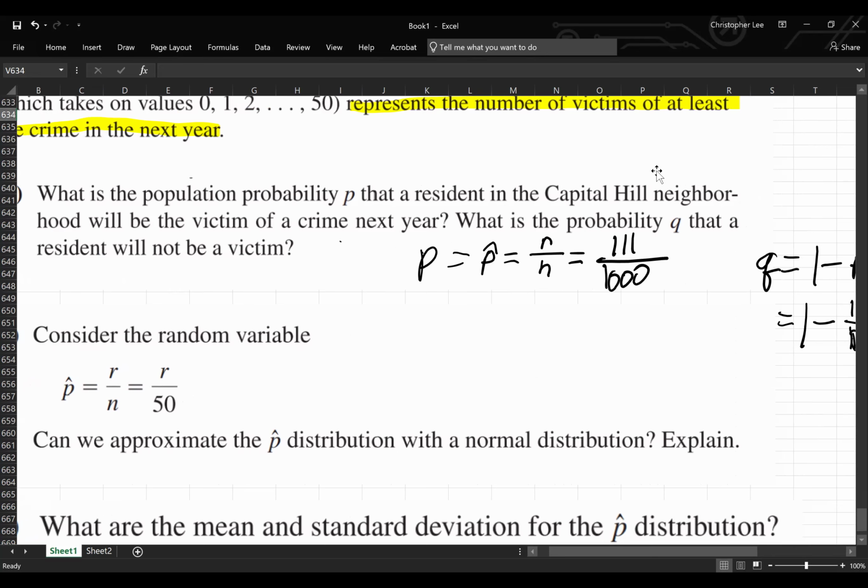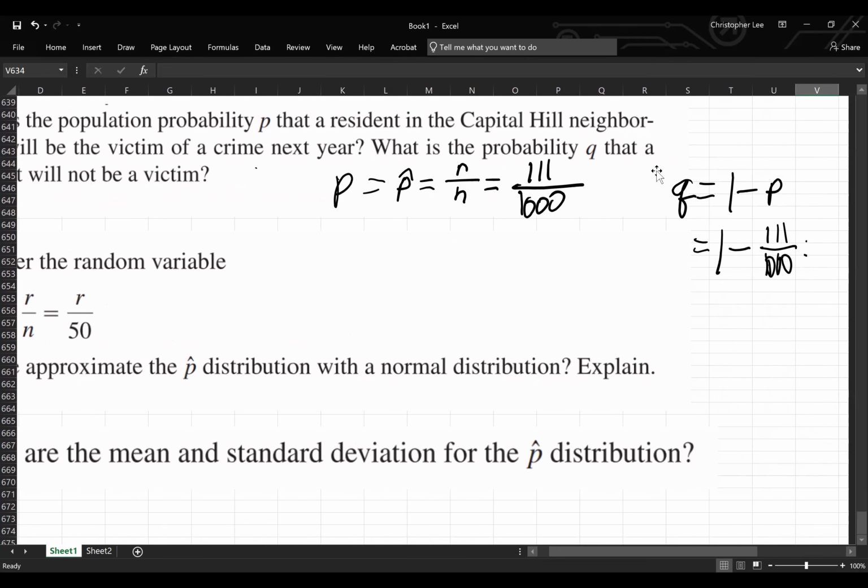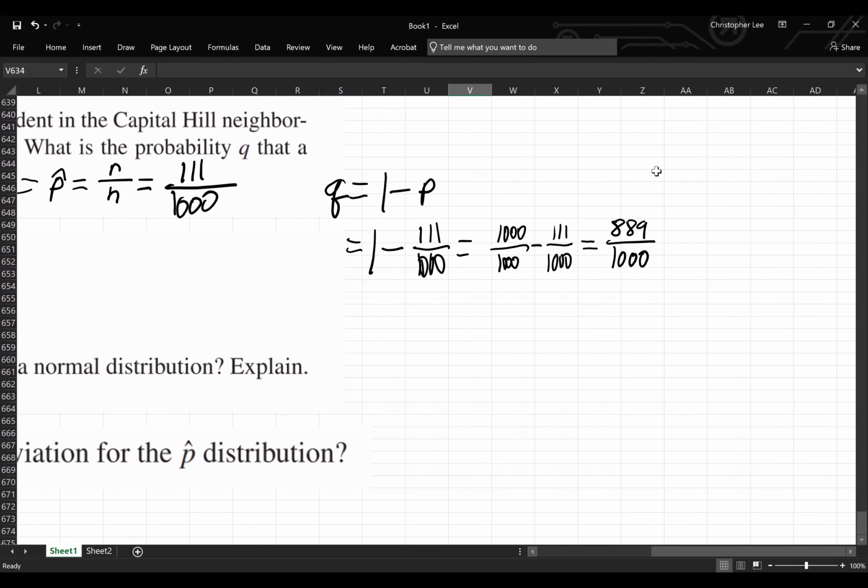What are they asking you? All right, here's what they're asking you. Remember what I was telling you before, right? N times P has to be greater than 5, right? And N times 1 minus P, or N times Q, has to also be greater than 5, right? In this question, they're asking you to prove that.